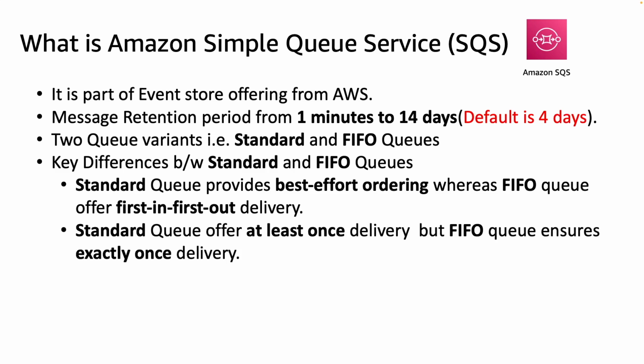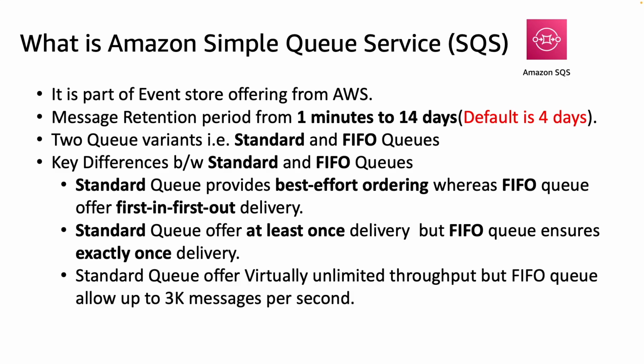Second difference, standard queue offers at-least-once delivery. What that means is one event can be delivered more than one time to a given consumer. With FIFO, you can only deliver a message exactly once. This is the use case where, let's say, you're sending a communication to the user, like an order confirmation email, and you want to make sure that you're only sending that order confirmation email once. That's where exactly-once delivery comes into play.